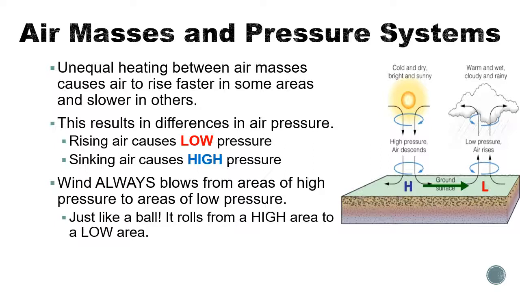Air masses and pressure systems. Unequal heating between air masses causes air to rise faster in some areas and slower in others. This results in differences in air pressure. Remember, we've been over this before. Rising air is going to cause low pressure because you're taking the air away. Your sinking air is going to cause high pressure. Wind is always going to blow from your high to low pressure.